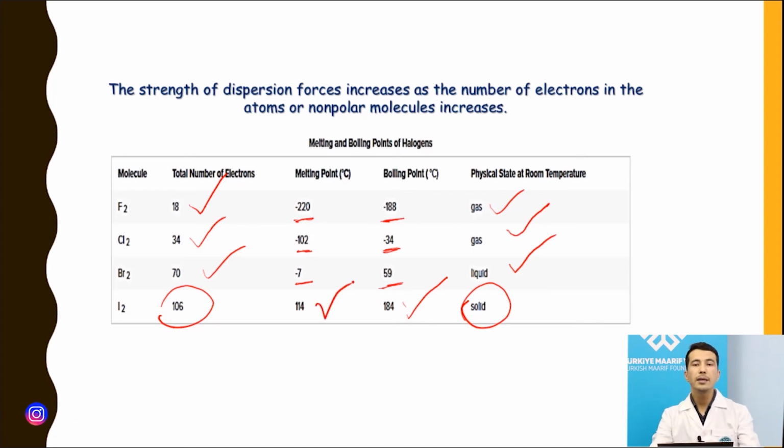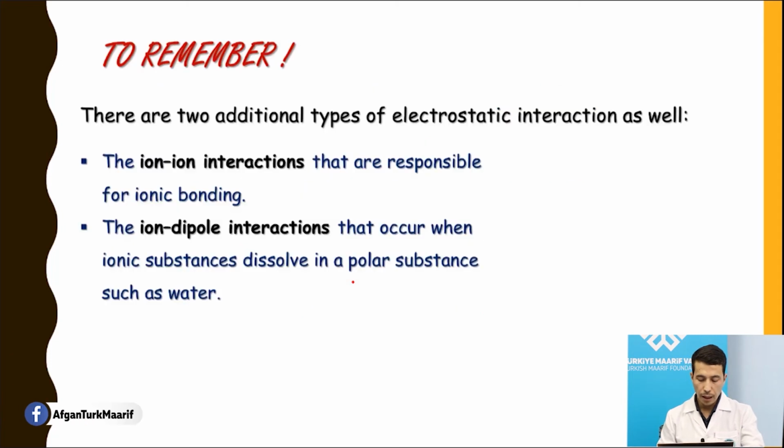Now you can see that as the number of electrons increases in a molecule or in an atom, the London dispersion force will be stronger, because with more electrons, there will be more instantaneous dipoles, and the London dispersion force will be stronger.